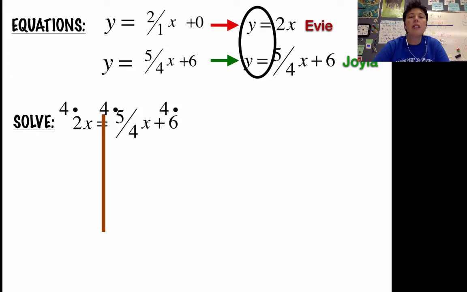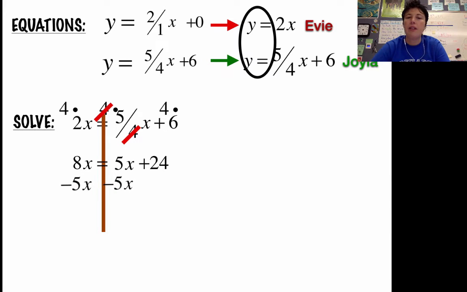In doing so, it's going to kind of kill the fraction, make it go away, and then make this a little bit easier. 4 times 2x, I've got to multiply 4 by everything. So 4 times 2x is 8x. And then when I multiply the fraction, the nice thing is the 4's cancel out, and what's left is a 5 and an x, so 5x. Plus 4 times 6 is 24. Now this is so much easier to solve. Once I get rid of that fraction, it's easy from there.